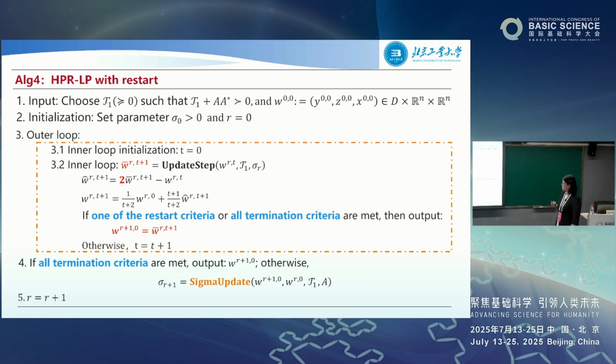So there are two parameters in this algorithm which will affect the convergence or the speed of the algorithm. One is when we should use restart. The other is how to update the penalty parameter sigma. These are two difficulties.